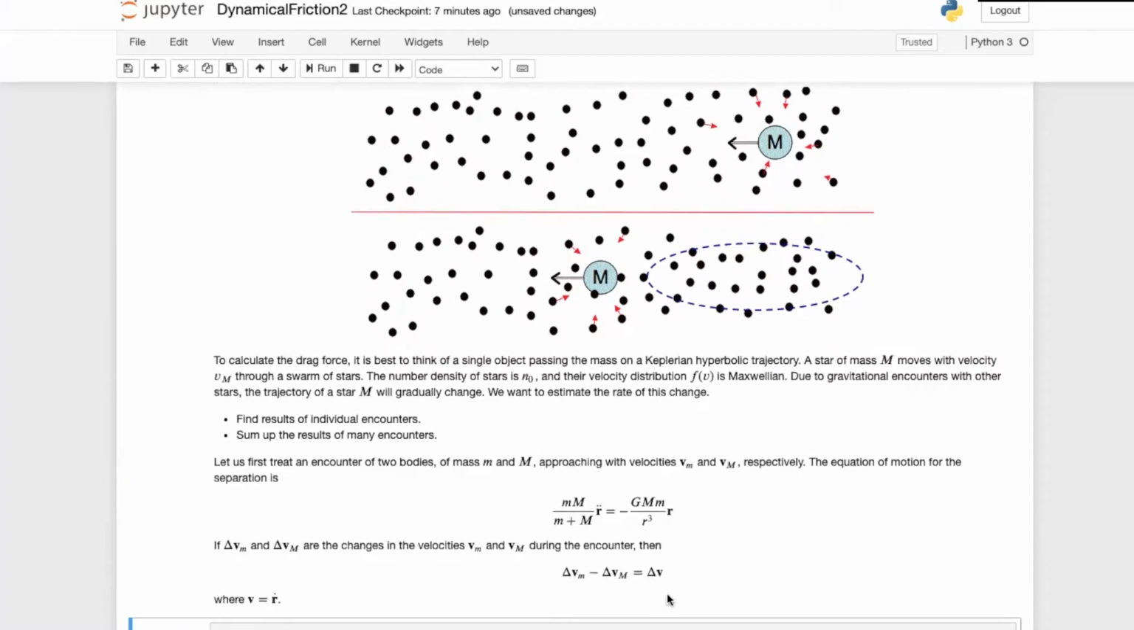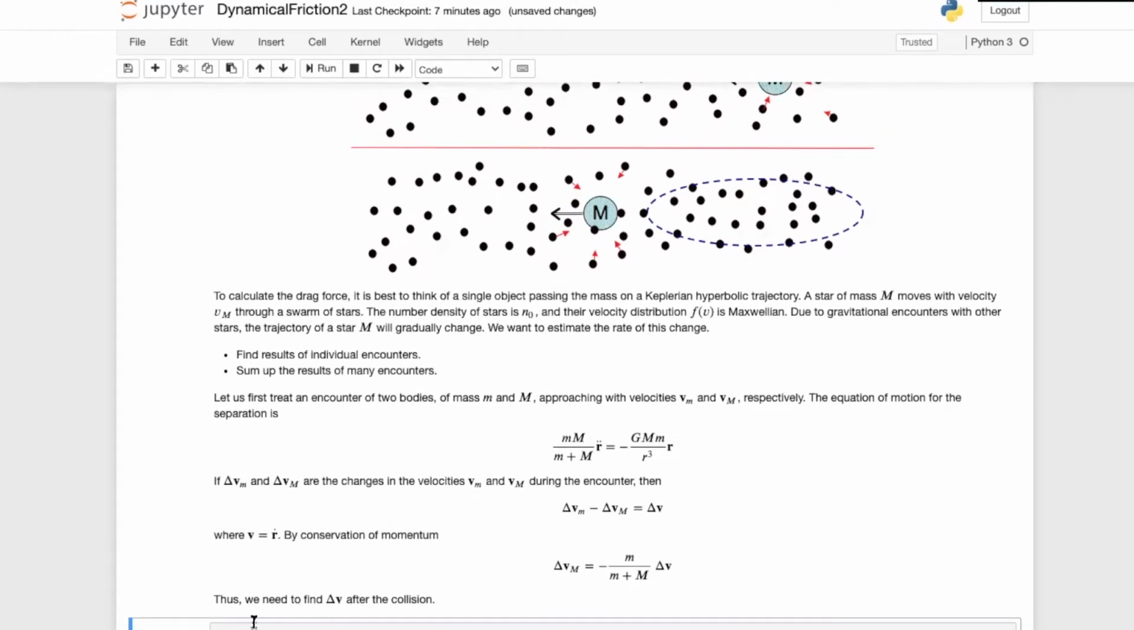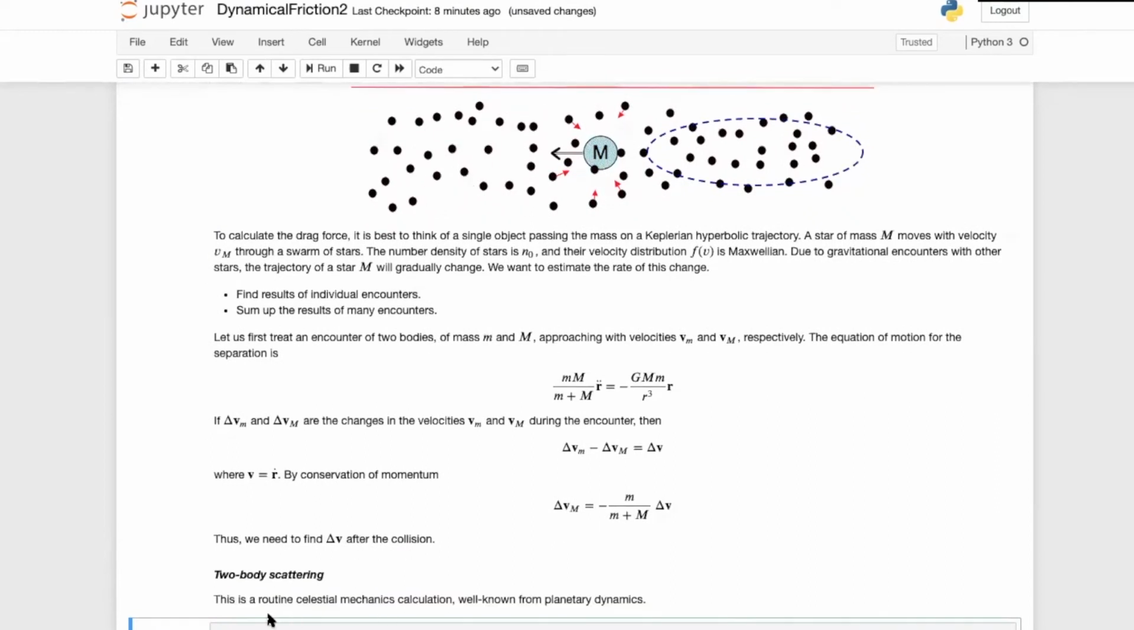Now, if we find this Δv, then by conservation of momentum, Δv of the bigger object is given by minus m over the sum of the masses times this Δv. What we need to do then is to find the Δv after the collision. So this is the problem of two-body scattering. This is a routine celestial mechanics calculation, and it's well known from planetary dynamics.